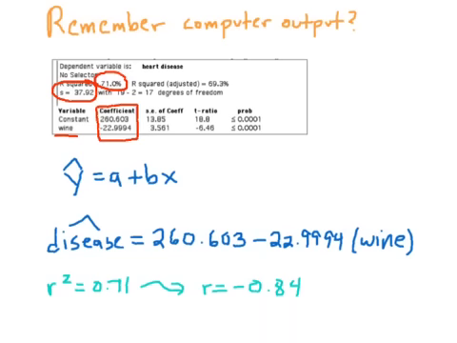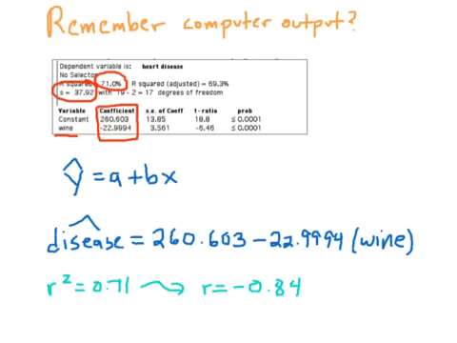But if the question is, what is the equation of the least squared regression line, which remember we always write as y hat equals a plus bx, where a is the y-intercept and b is the slope, then we just look at these two numbers right here. Usually we write x and y in terms of words, so disease hat is 260.603, hey look, that's the y-intercept, minus 22.9994, hey look, that's the slope, times wine. So make sure you're able to pull out these two numbers and give the equation of the least squared regression line.